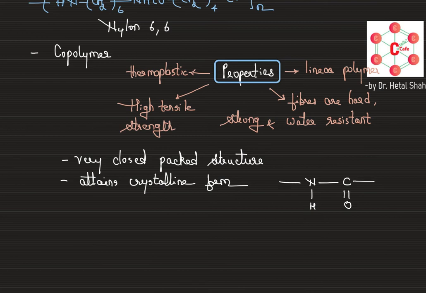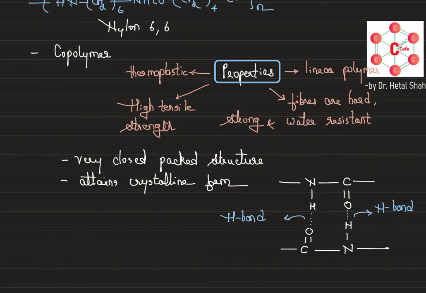This is the amide link of one polymeric chain, and this is the amide link of another polymeric chain. You can see this. Between the oxygen of the CO group belonging to one of the polymeric chains, and the hydrogen of the NH group of another polymeric chain, there are strong hydrogen bonds. What are these called? This is an H bond. This is also an H bond.